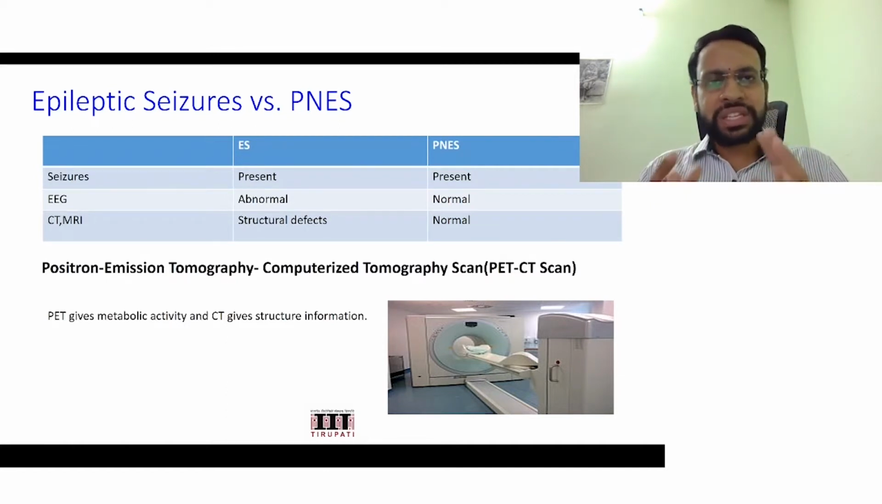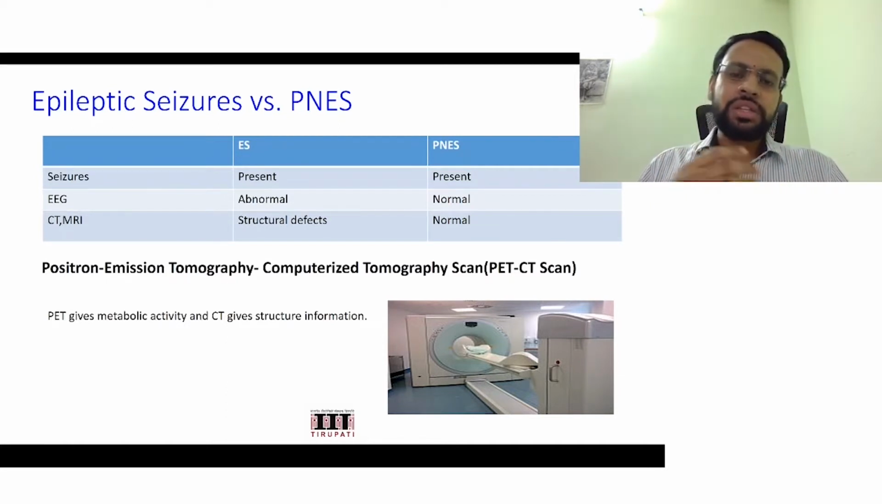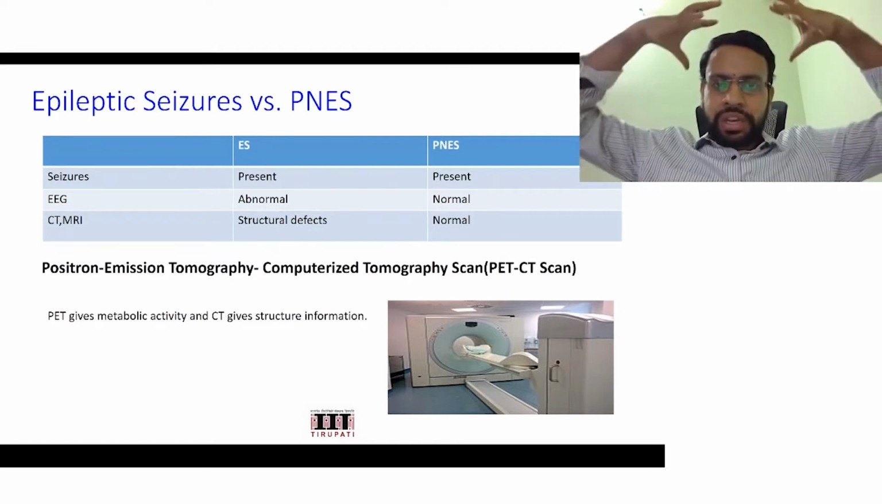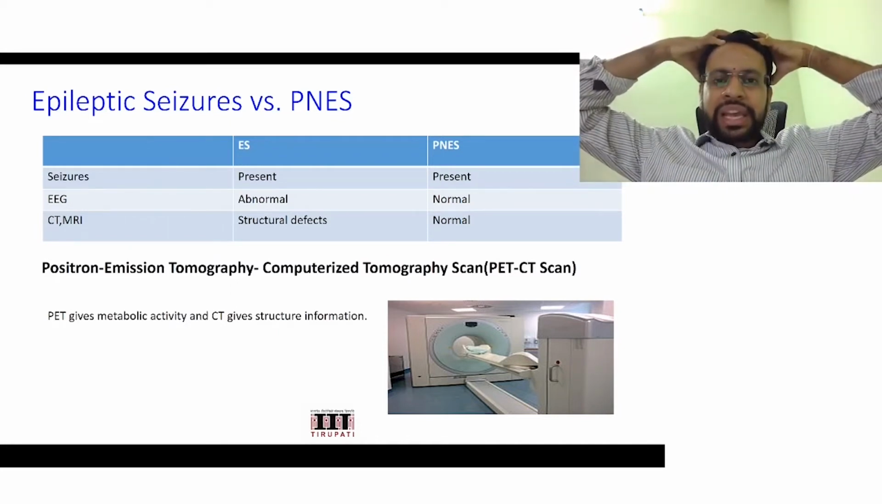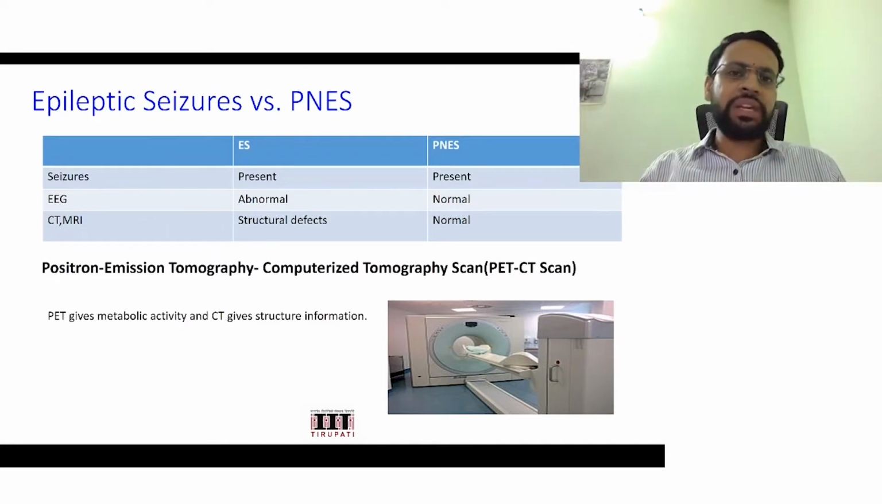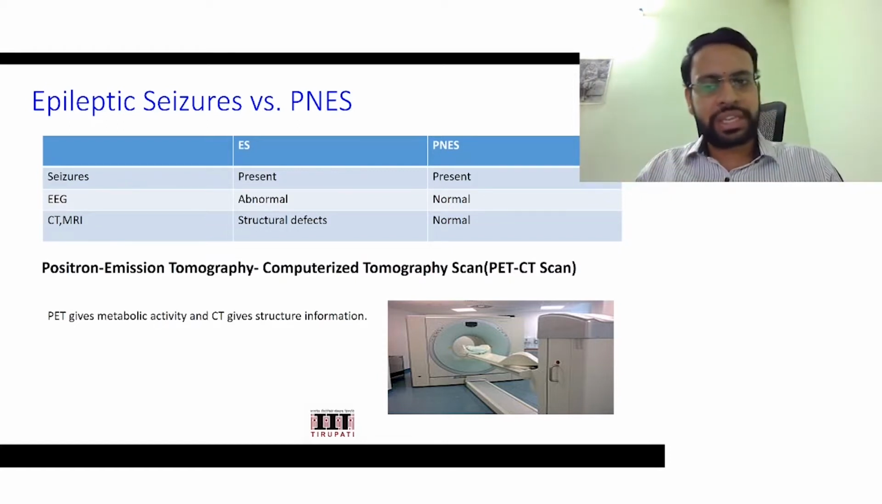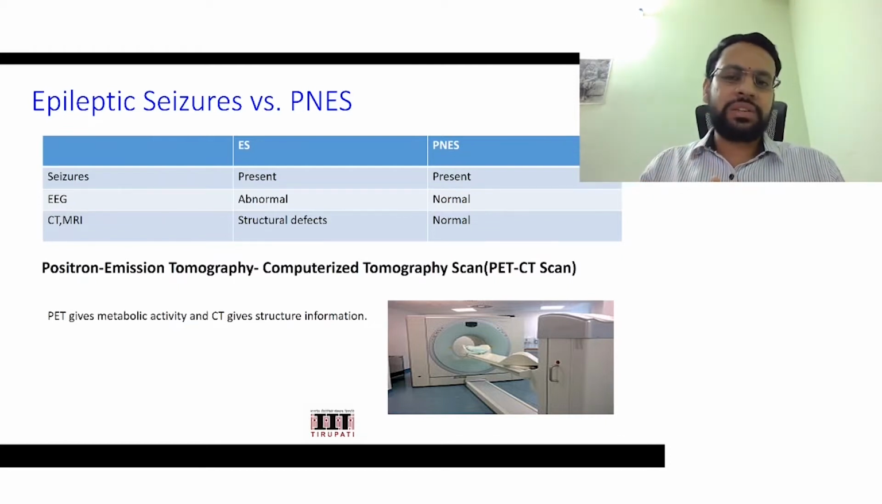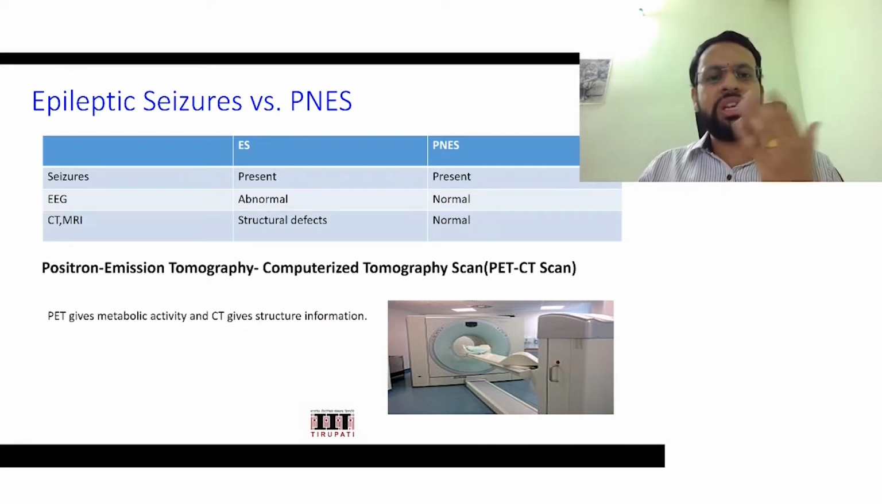So there will be seizures, okay, and one can diagnose it based on different modalities. For example, EEG, where they put a cap and the electrical activity of the brain is observed. You can observe an abnormality in the EEG scan. Moreover, CT and MRI scans would give you the structural information. There also you could see structural defects.